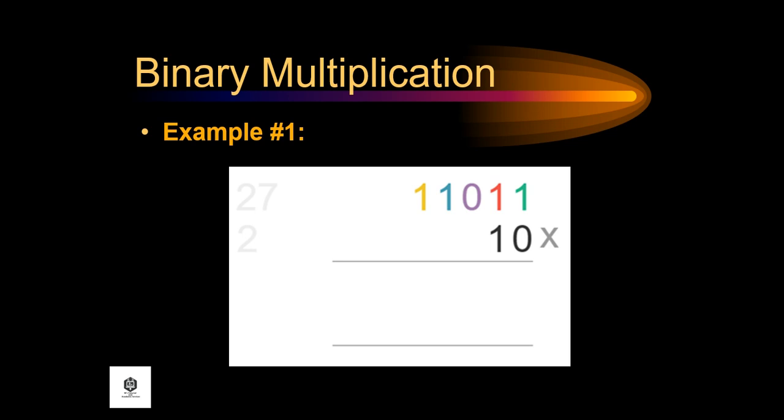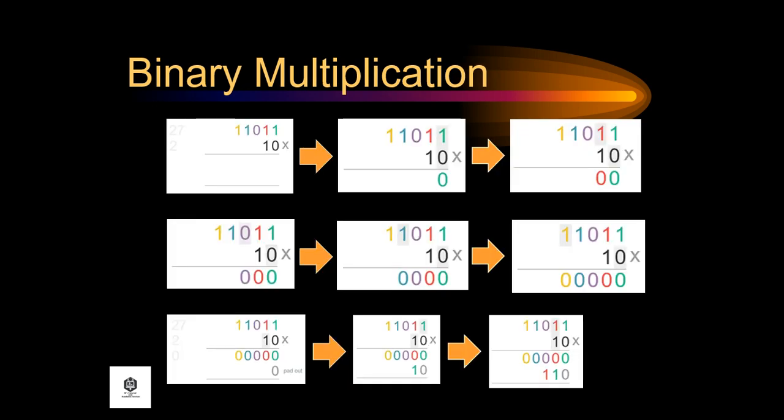Let's try binary multiplication example number 1. The given number is 11011, or 27 in decimal, times 10, or 2 in decimal. The solution is, first multiply the first column from the right.